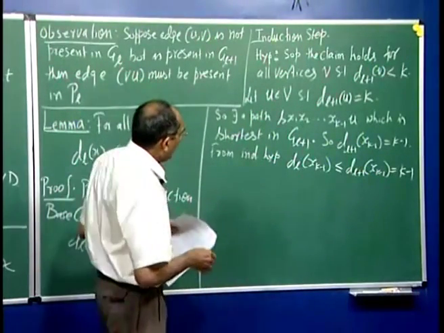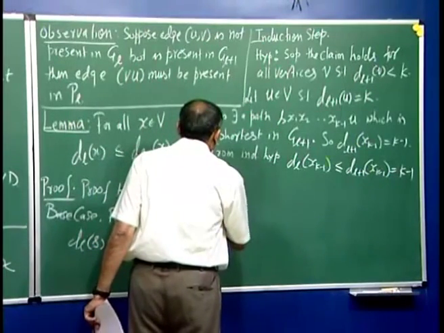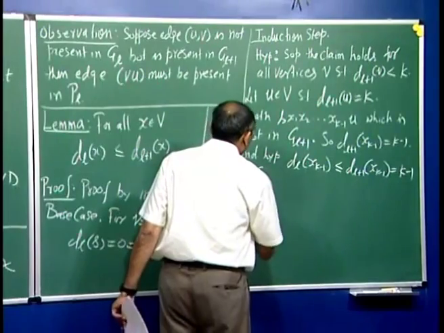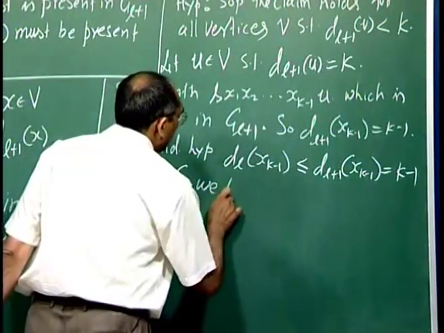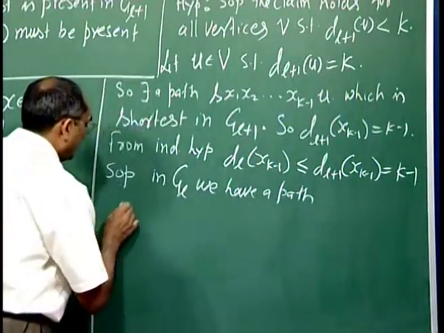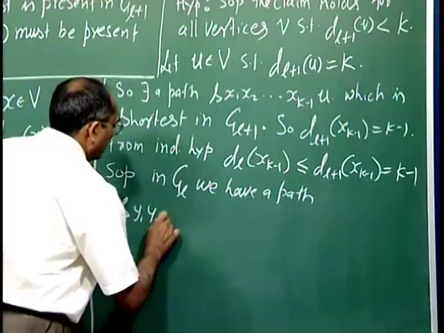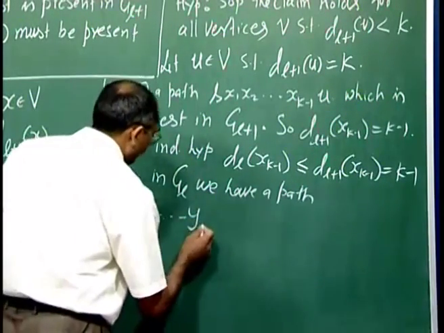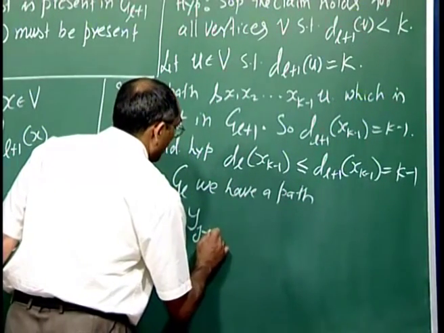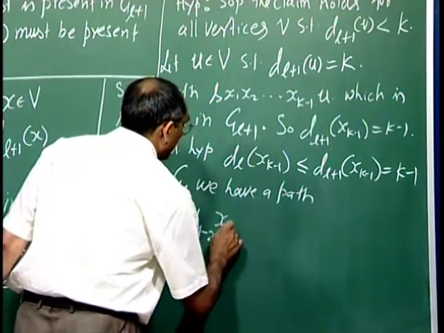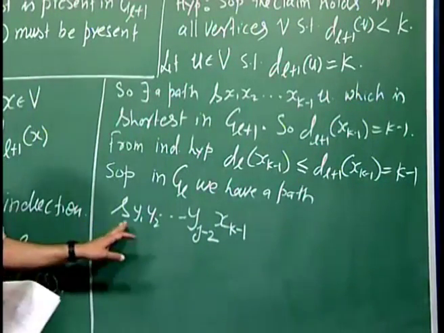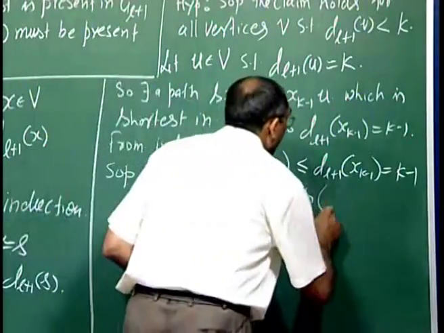Now let's say we have a path, suppose in GL we have a path S y1 y2 ... y j minus 2 x k minus 1. We have a shortest path, assume it is shortest.